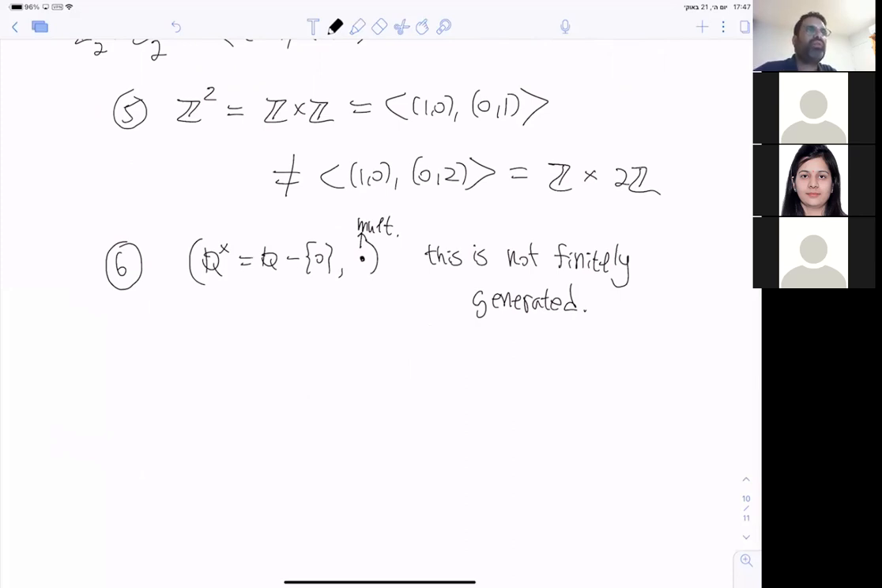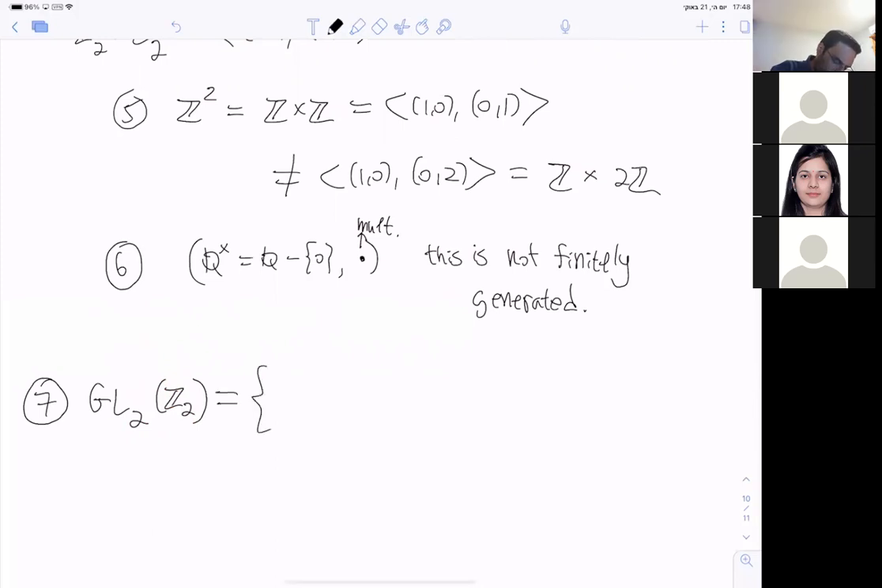Last example. I want to show you this example: GL2 over Z2. What is this group? This group is a group of 2-by-2 matrices being invertible, with determinant which is not 0, and the entries can be either 0 or 1. So let us write it. This is the neutral element.